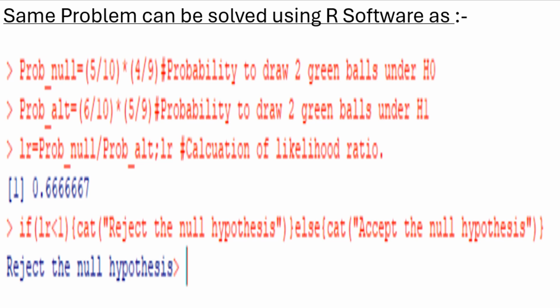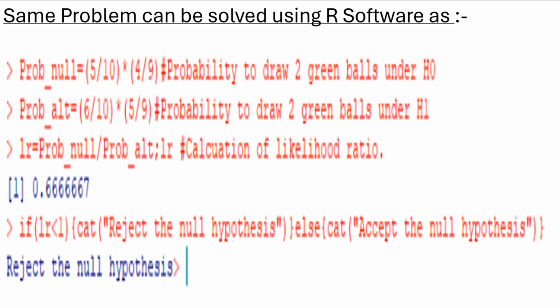So here you can see I have defined the probability under the null hypothesis as prob underscore null, which is equal to 5 by 10 multiplied by 4 by 9, and I have mentioned what it means exactly. So I have started with a hashtag. So please note that when we start a comment with hashtag, the stuff which we write after it becomes irrelevant from the perspective of the output which we are going to get. That is, anything which we write after the hashtag becomes inert. So we define the probability to draw 2 green balls under the H0.